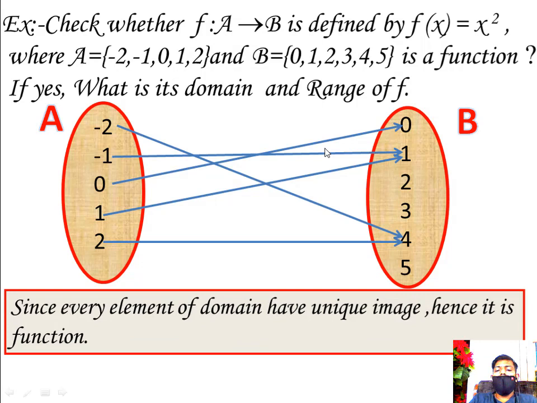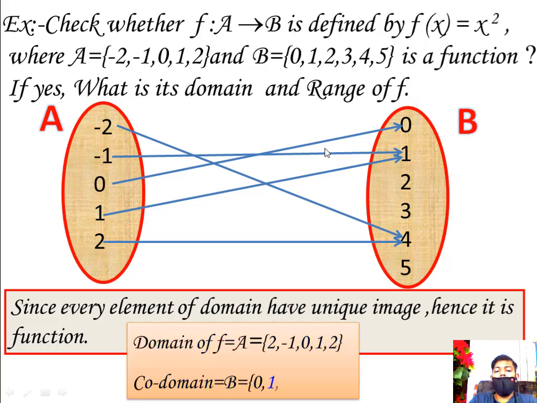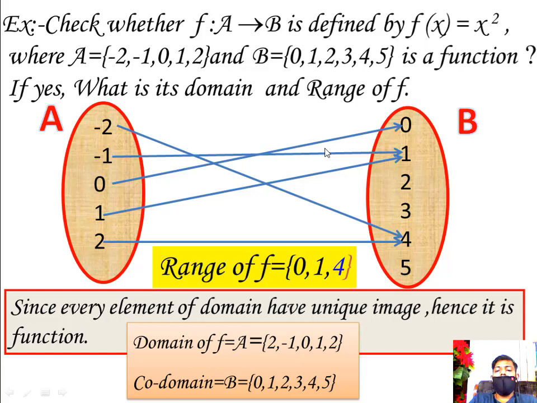Since every element of the domain has a unique image, hence it is a function. Again, if it is a function, then what is the domain and the range of f? That is the question. So the domain is the entire set A, that means the domain equals {-2, -1, 0, 1, 2}, and the codomain is equal to {0, 1, 2, 3, 4, 5}, the entire set B. And the range of f is equal to the image collection. What is the image collection of f? {0, 1, 4}. So this is the range.